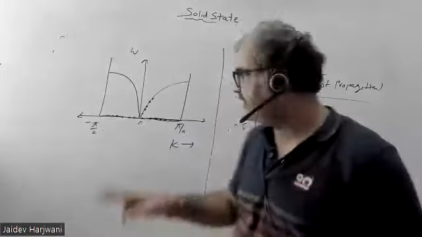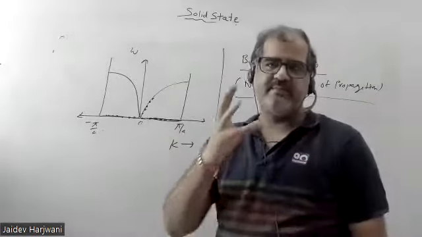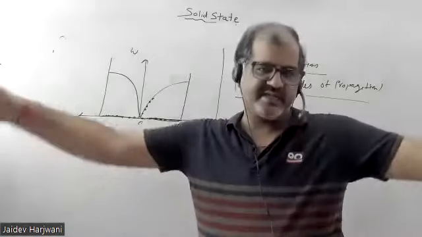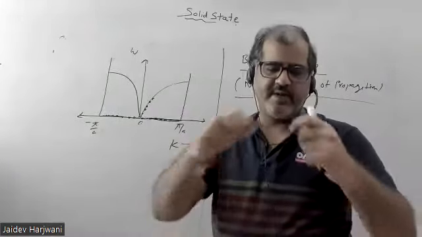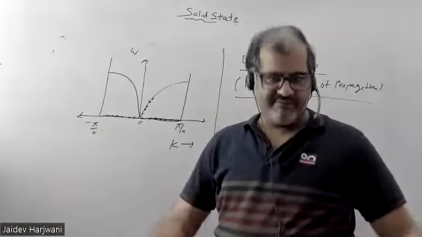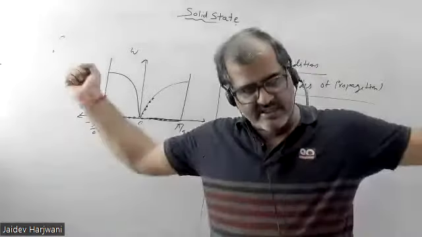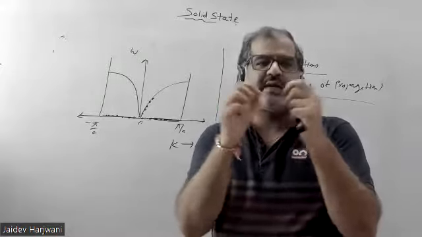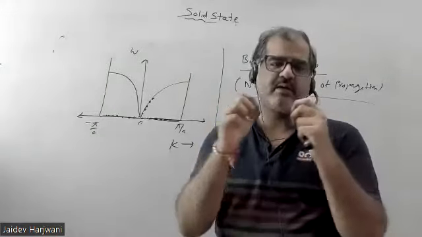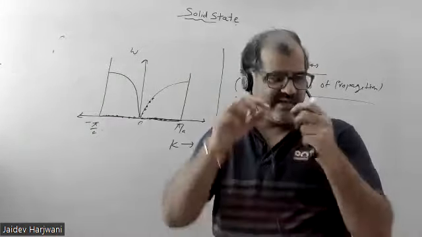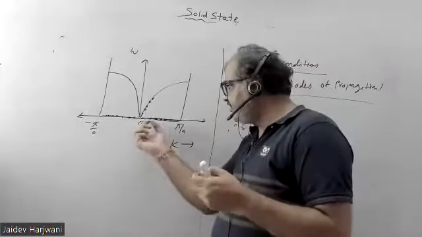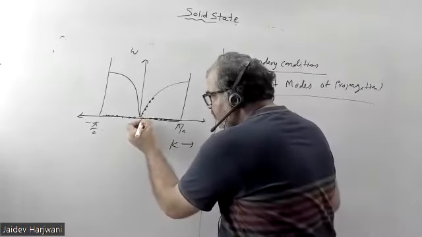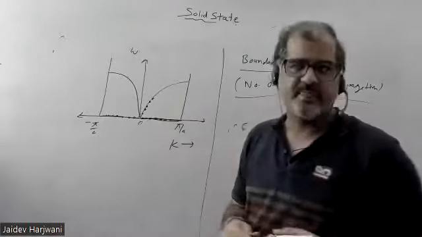How many modes are there between 0 and pi by a? The number of modes depends on how many atoms are there in the chain, or how many lattice points there are. If the lattice number is so large, these points are very close. It looks like it is continuous, but they are not continuous. The wavelengths are very nearby, so they are very close k values.